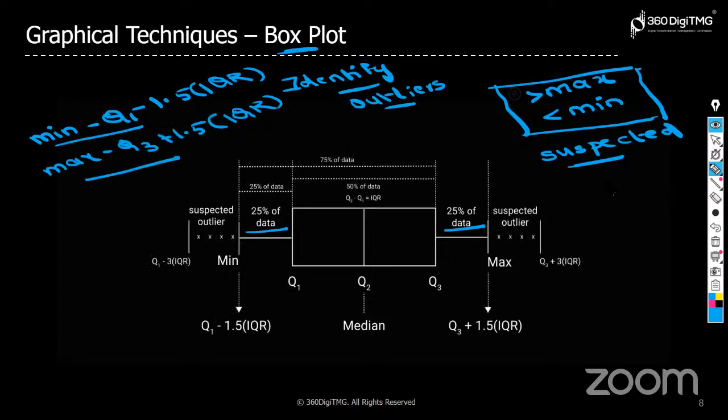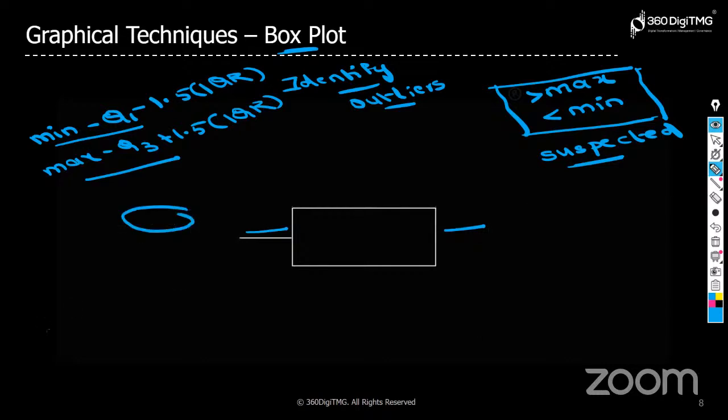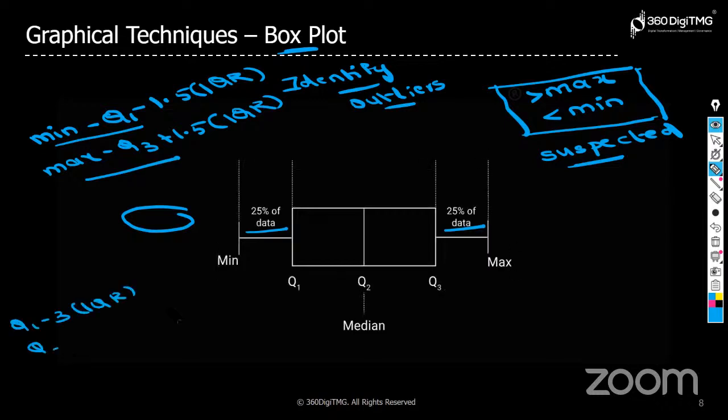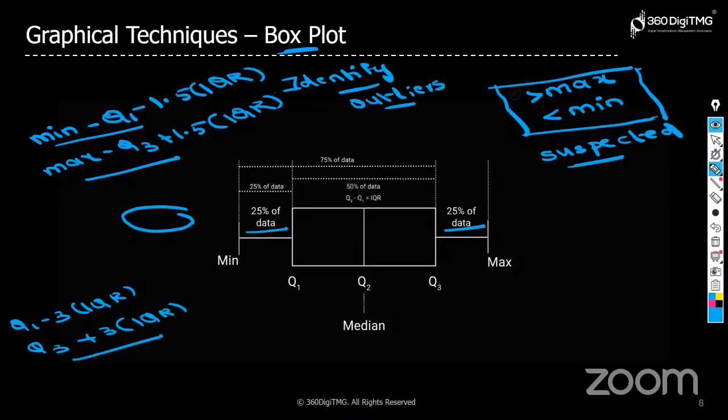And if the values are above this suspected maximum and below this suspected minimum by more, then those are treated as outliers. For this, what is the formula? Q1 minus 3 into IQR and Q3 plus 3 into IQR. When values exceed these, they are considered outliers. So this is how we can identify outliers in a box plot.